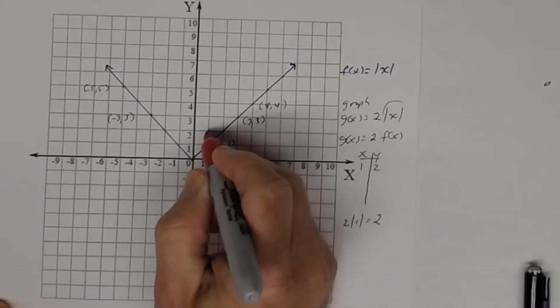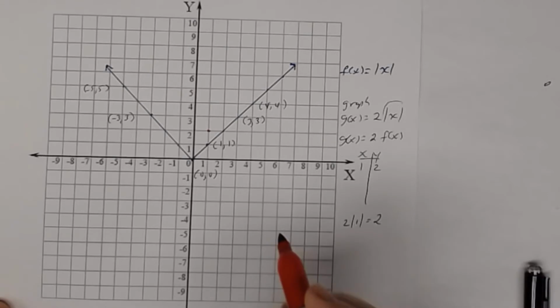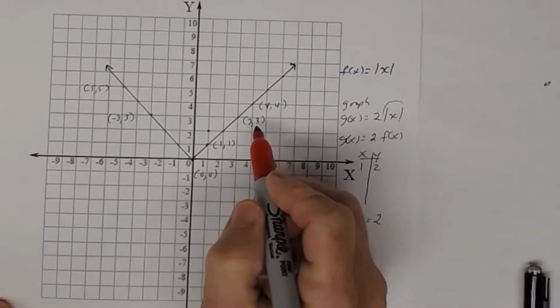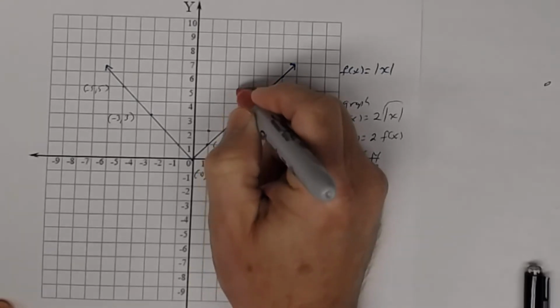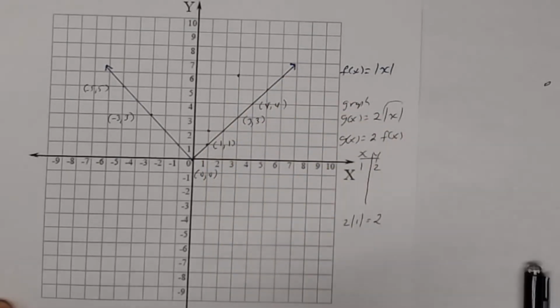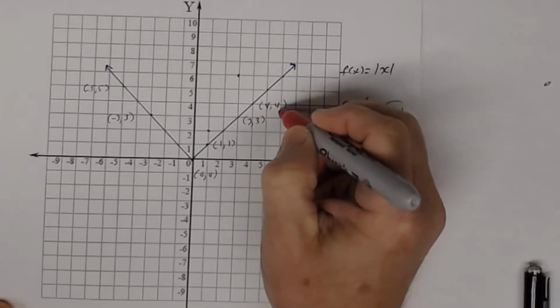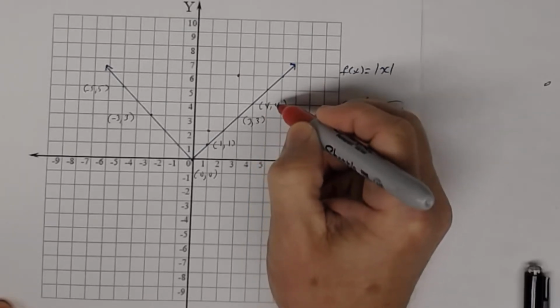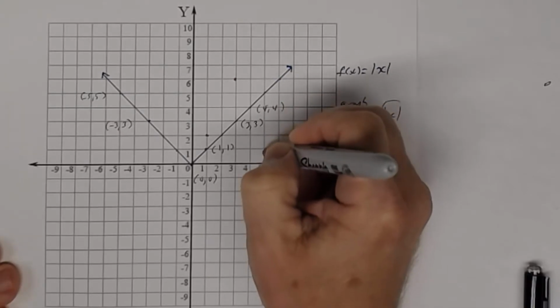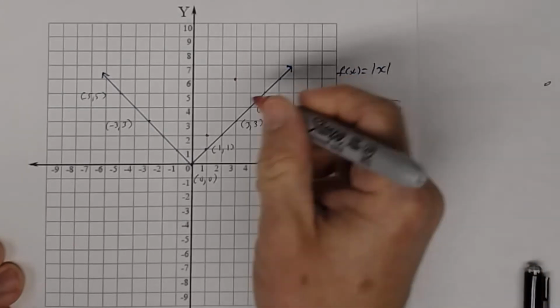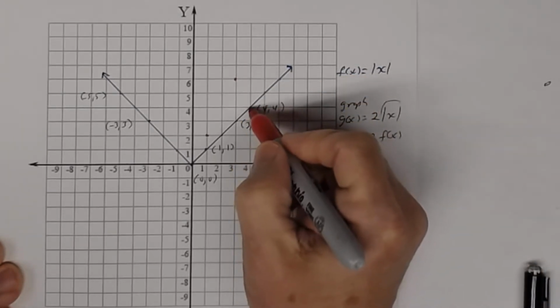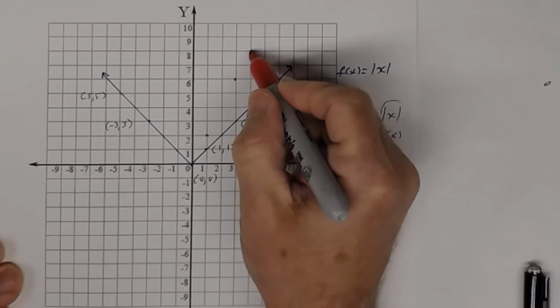If I do the same thing with 3, 3, my y value is 3. If I multiply that by 2, I get 6, don't I? So I'm going to get the point 3, 6, right here. And if I take the point 4, 4, take that y value, which is 4, multiplied by 2, I get 8. So my new point, right here, will be 4, 8.